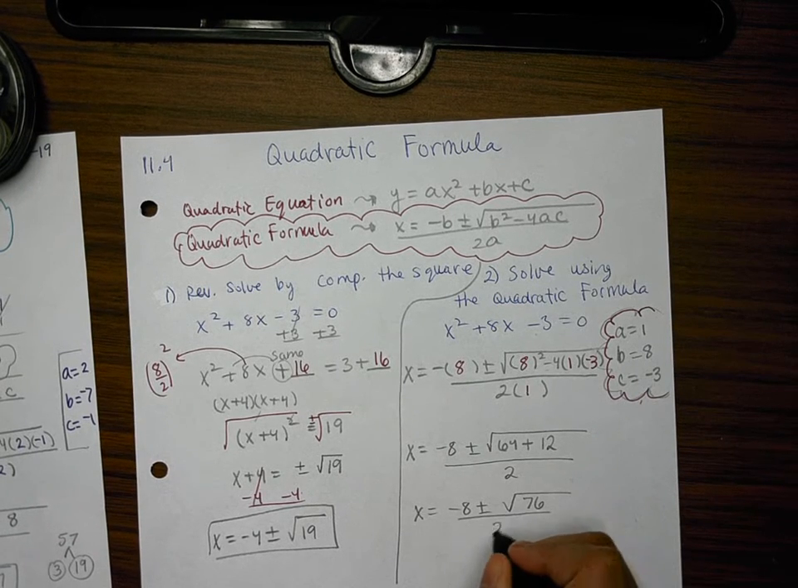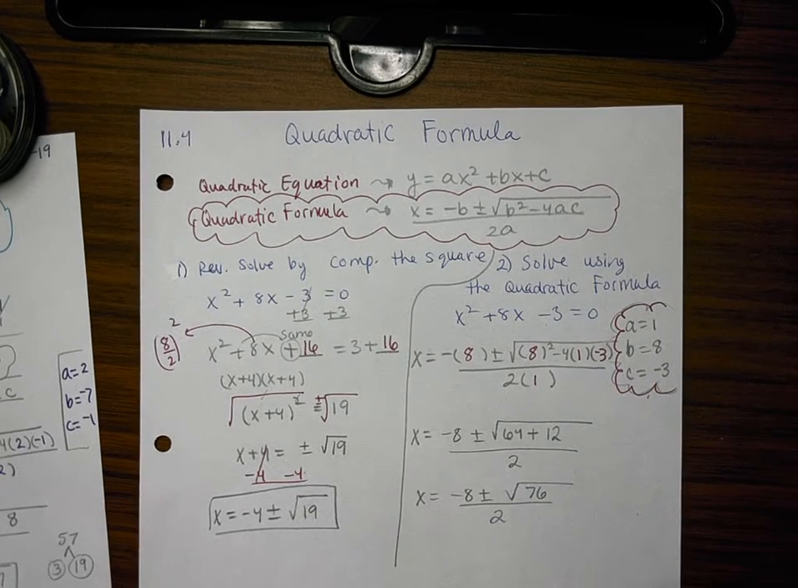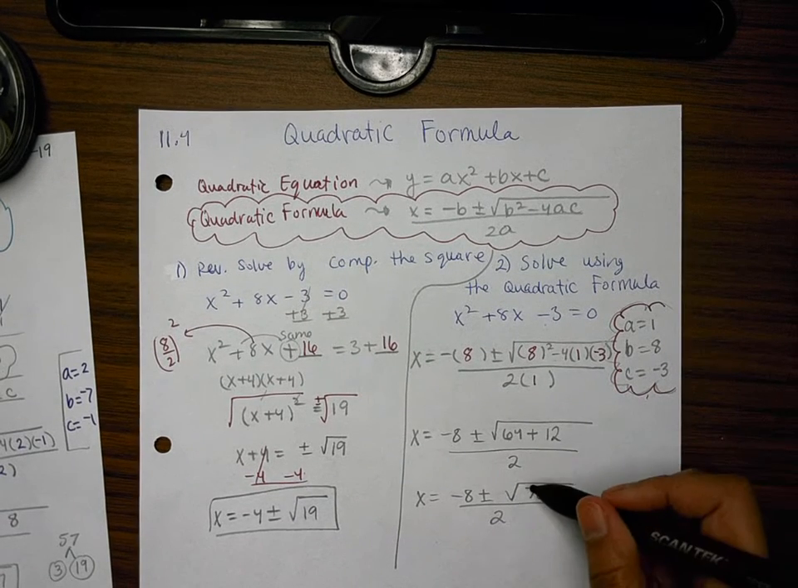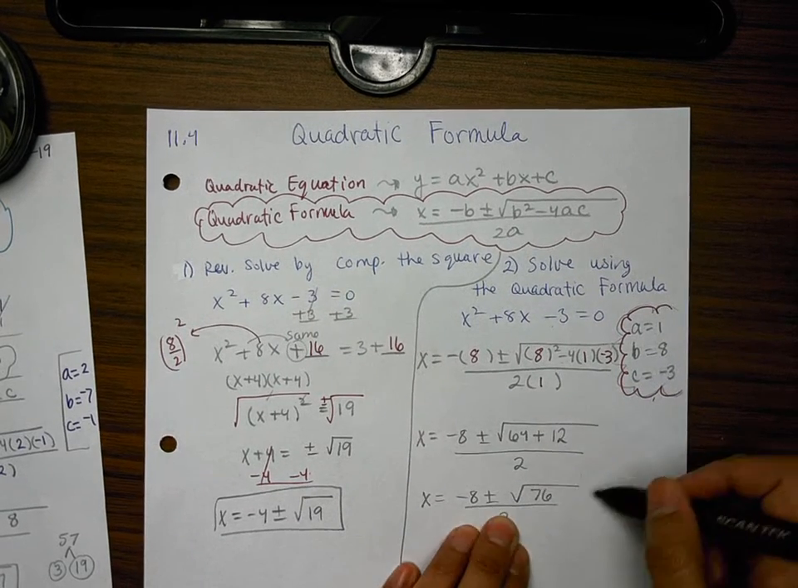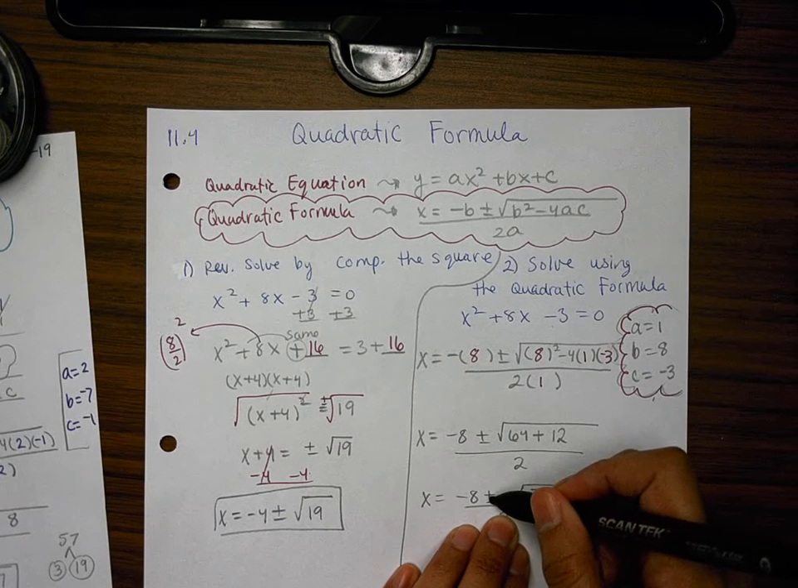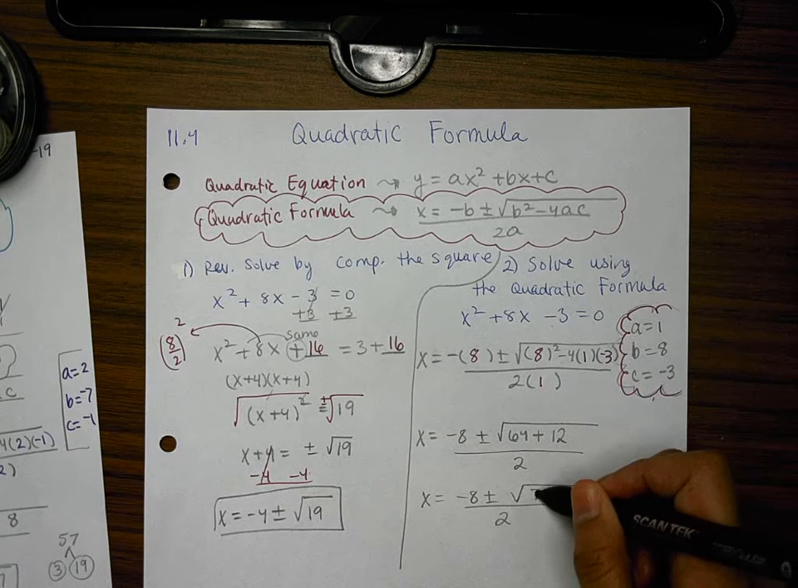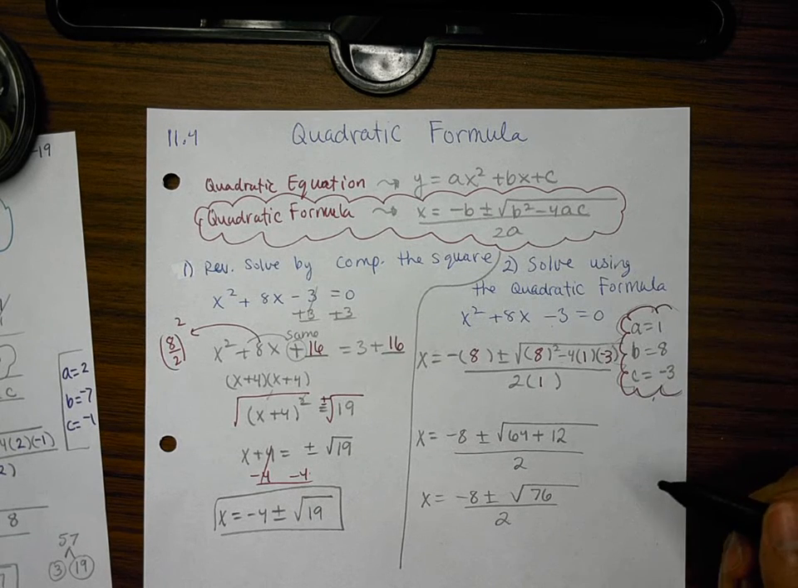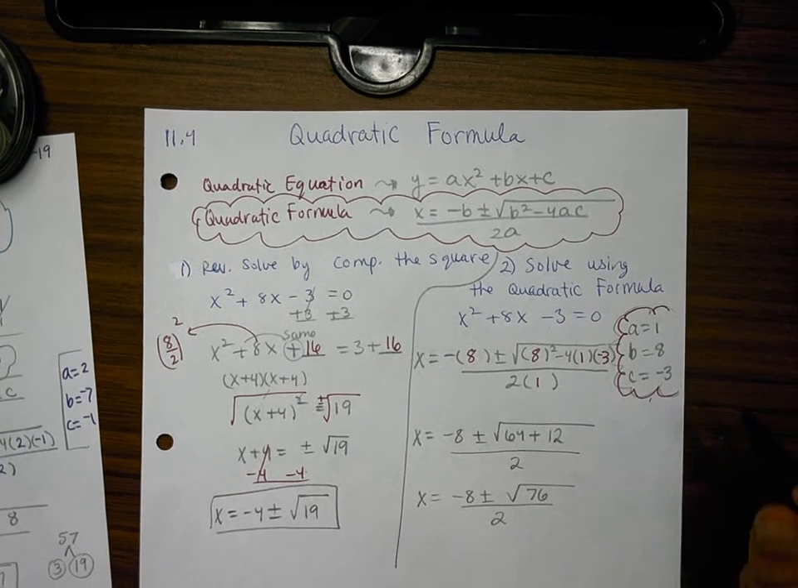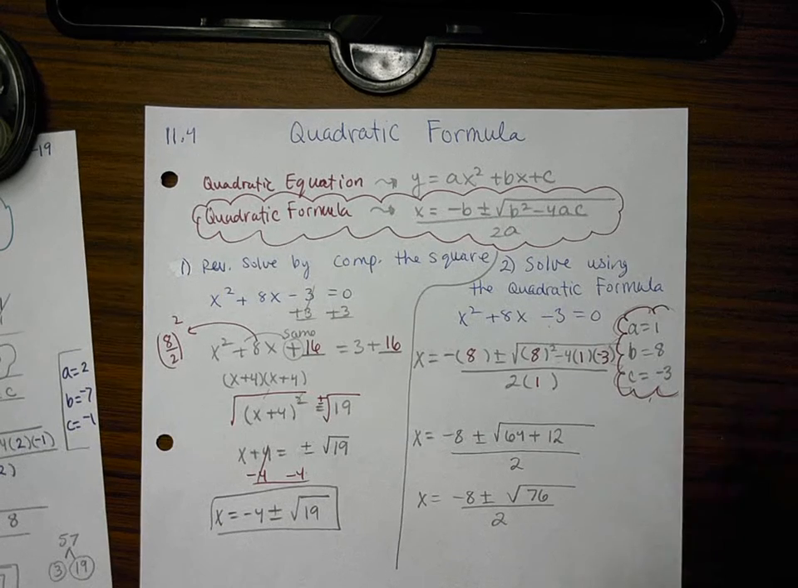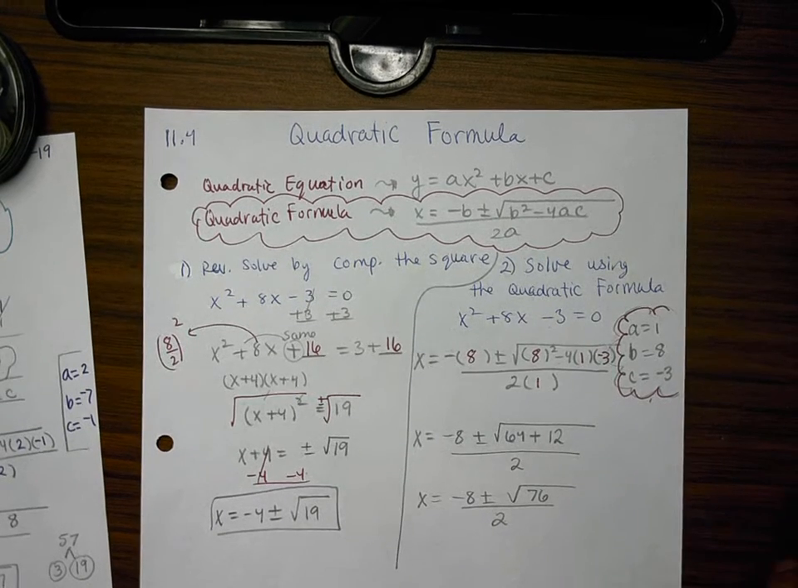All over 2. Now, as tempting as it is, you cannot reduce those. You cannot, because this whole thing is together, and you can only reduce if you can reduce all three, the negative 8, the radical 76, and the 2. And you cannot reduce this right now, so don't try. Leave it like this for now. We're not done, but for now that's how it's going to stay.